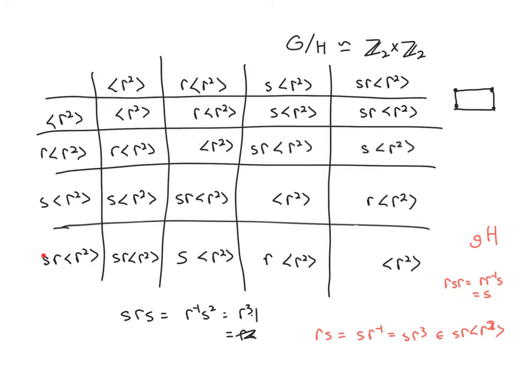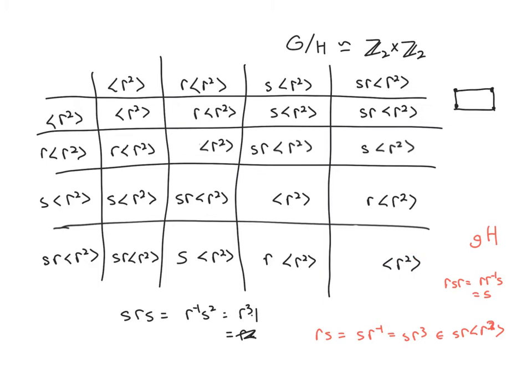Finally, multiplying by SR. SR times R, since R squared is already in the coset, you can move it in, so you just have the S remaining. SR times S, I have the calculation here. It simplifies to R cubed, which refactors as R times R squared. So it's just R. Finally, SR times SR, since SR is a reflection, it has order 2.